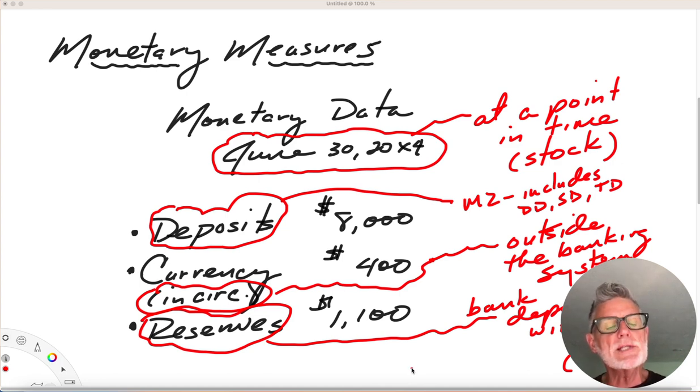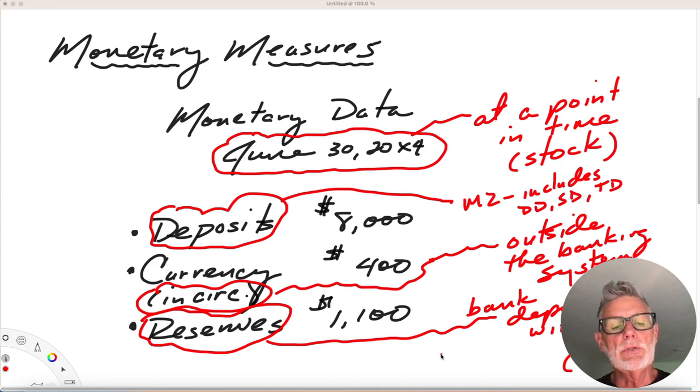Now, if the currency is in the bank's vault, if any currency that's in bank vaults is not in circulation, that is part of reserves. So there's currency circulating, which is outside the banking system, and there's currency that is not circulating, that's been issued but not circulating, and that's going to be in bank vaults.